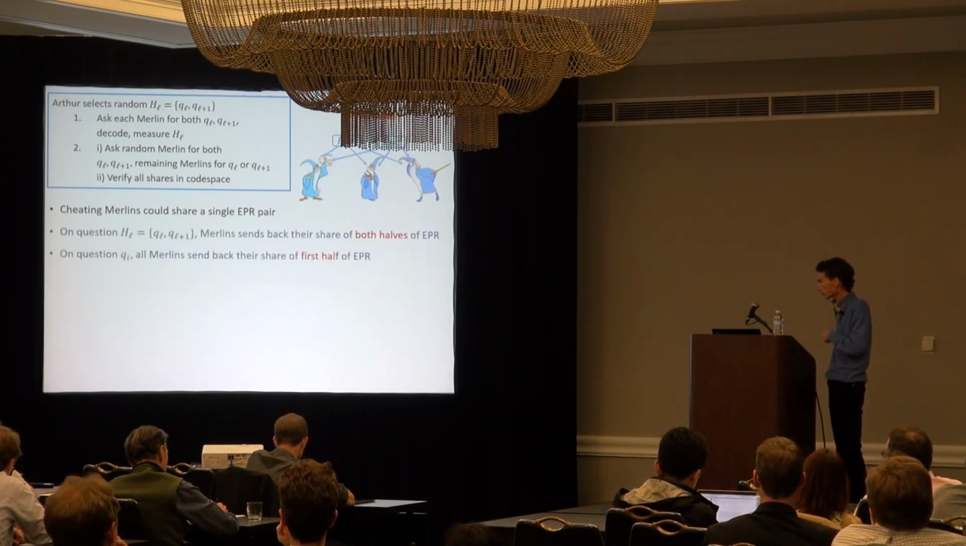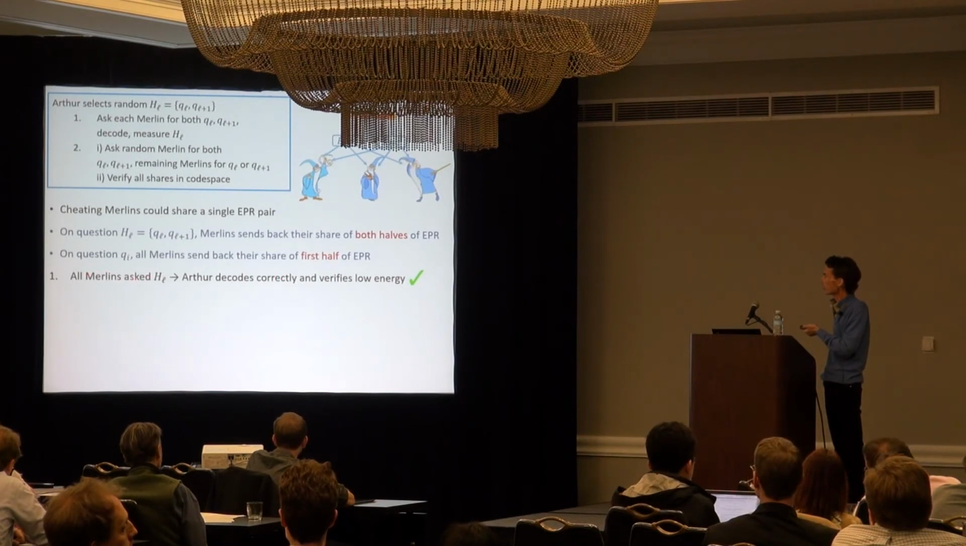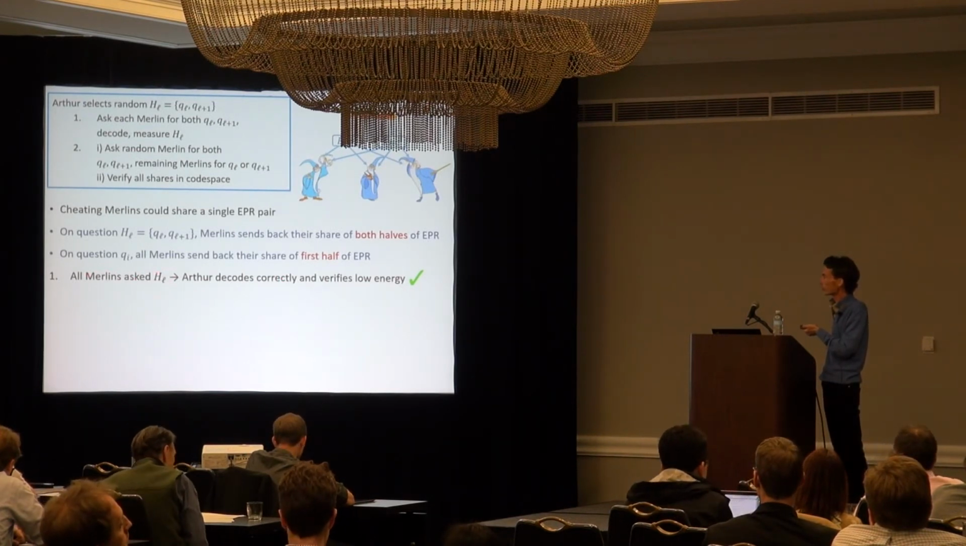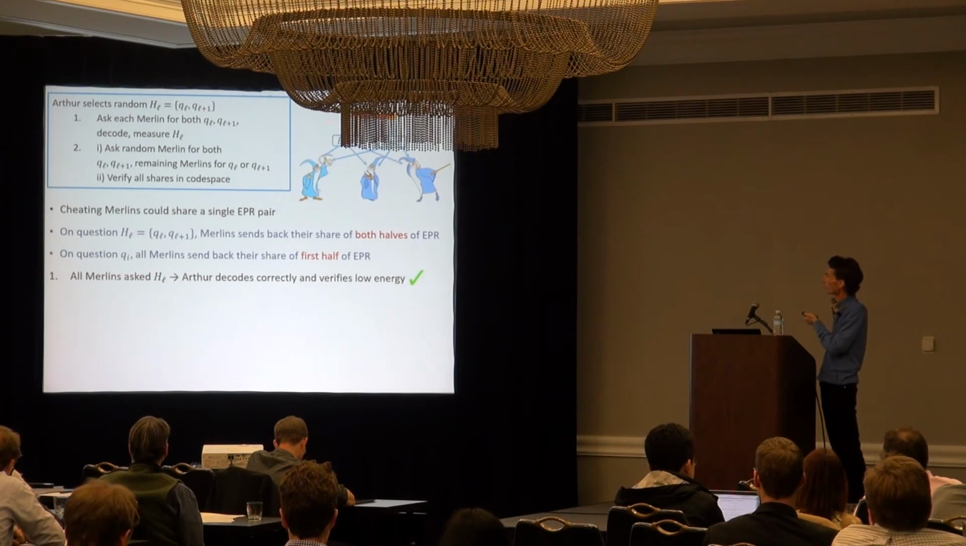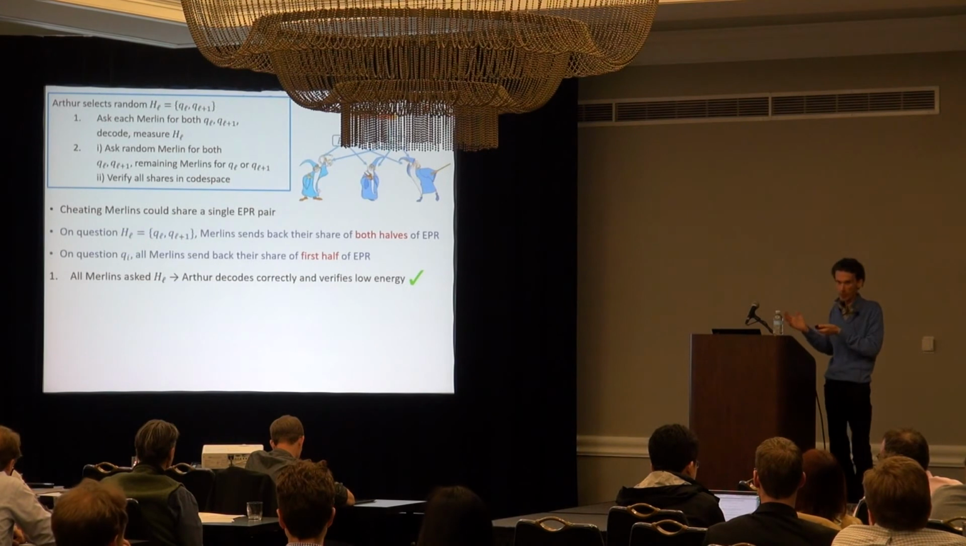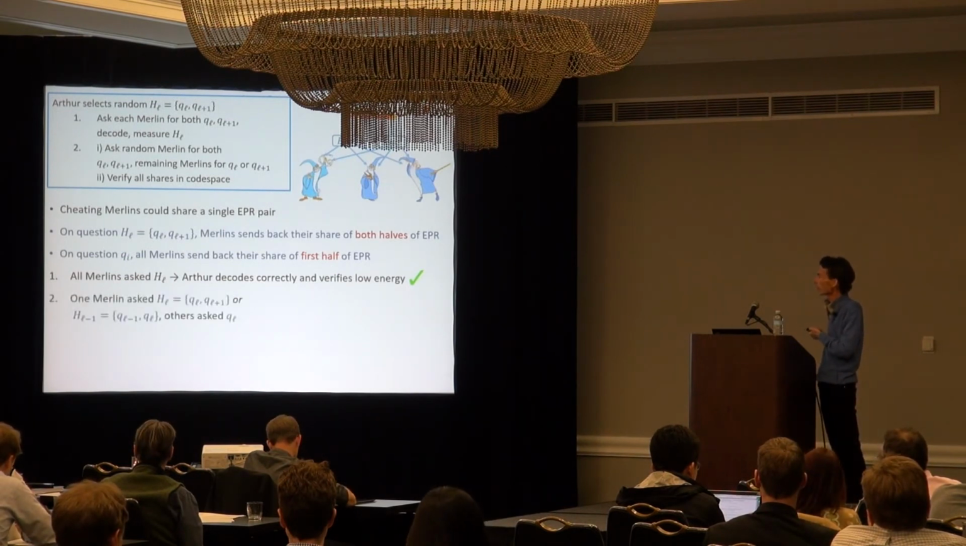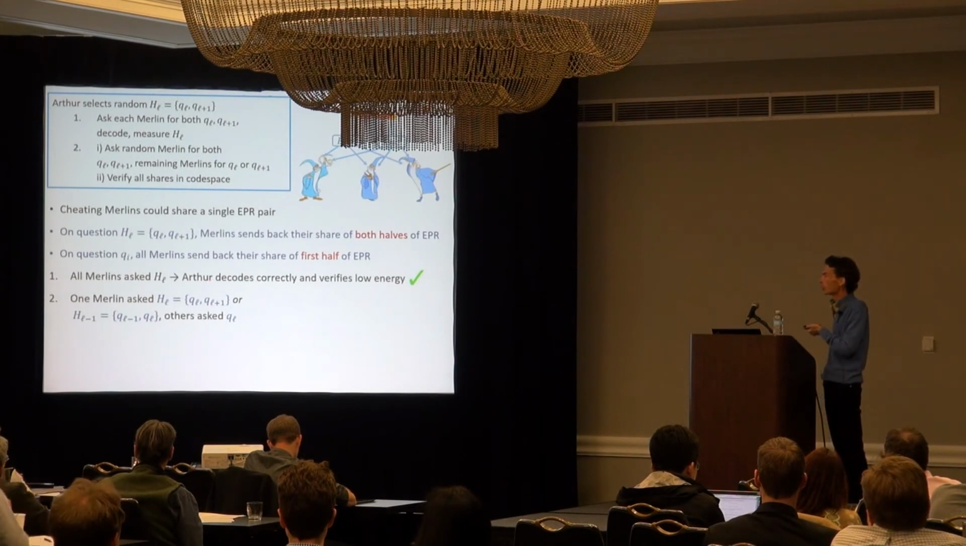Well, let's run the protocol. If I ask all of the Merlins for the same term H_L, then this is going to work because I'm going to get back in my hands the 3 shares associated with each qubit of an EPR pair, decode, check that it's an EPR pair, and this works out, it's fine. But let's look at the consistency test now. In that case, I'm asking one of the Merlins for his 2 shares of the local Hamiltonian, and I get back these 2 shares.